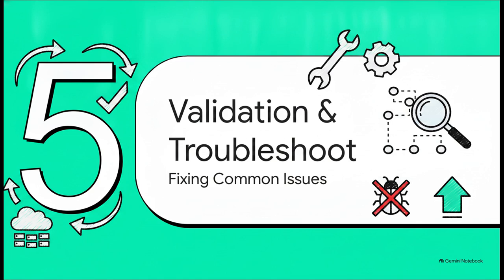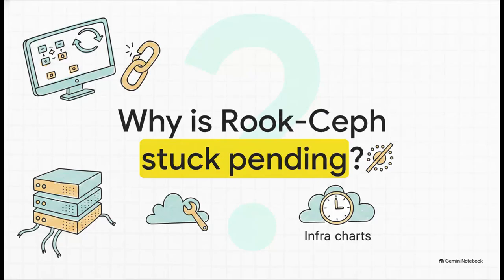Finally, let's cover section 5, validation and troubleshooting. Because true IT professionals always validate their deployments, and more importantly, they know exactly how to fix the most common pitfalls if something gets stuck along the way. So let's pose a really common scenario. Say you hit step 2 to install the infracharts, but things just hang indefinitely. You go check Kubernetes, and you see your Rook-Ceph deployments are just stuck in a pending state.